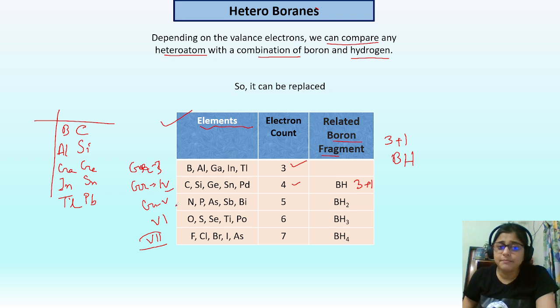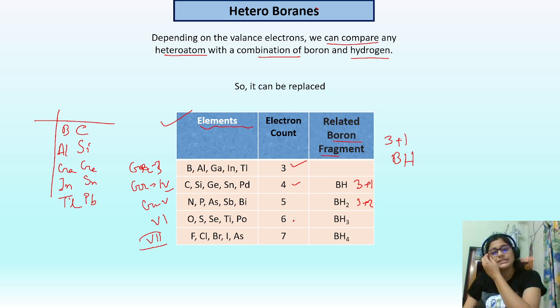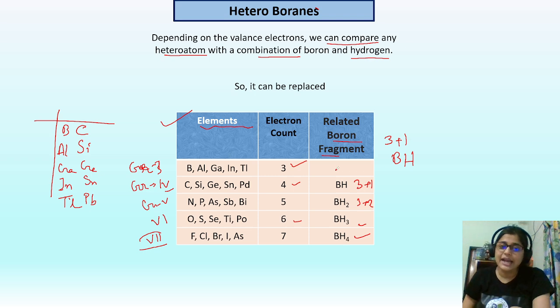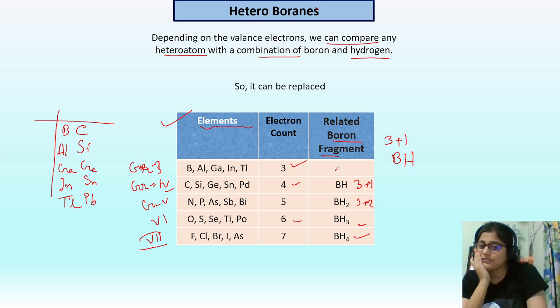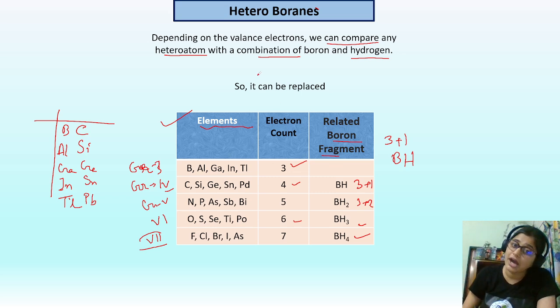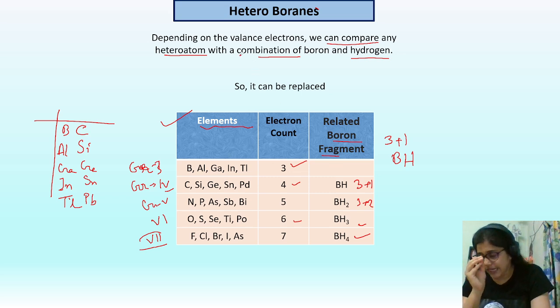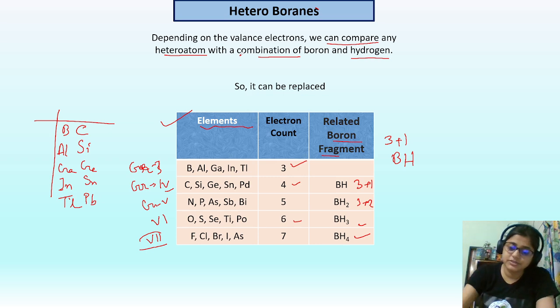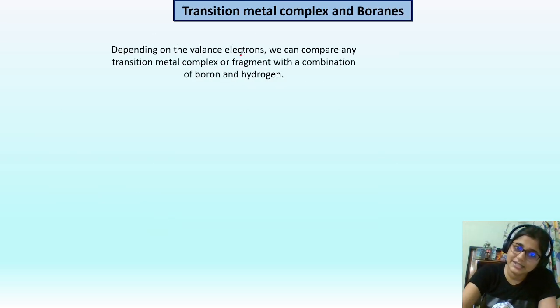And for group 5, nitrogen, phosphorus, arsenic, antimony, bismuth, 5 means boron 3 and 2 hydrogen, right? So 3 plus 2, boron and hydrogen. So same for 6, this is BH3. For 7, we can write BH4. Like that way, when any heteroboranes are given, we can replace that heterocarbon or hetero element with the BH units. Let's take an example and see.